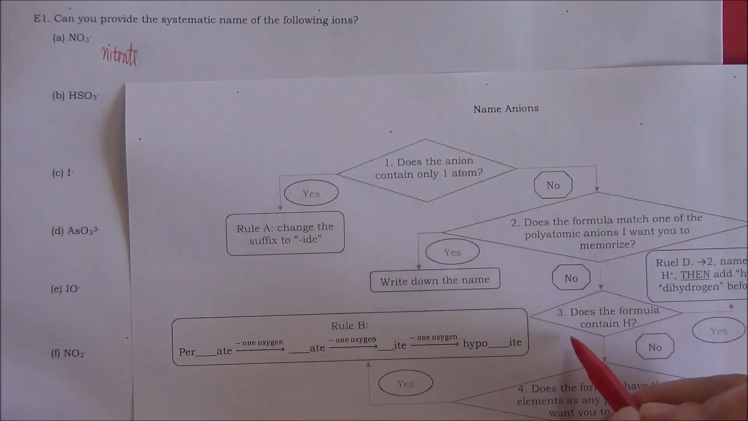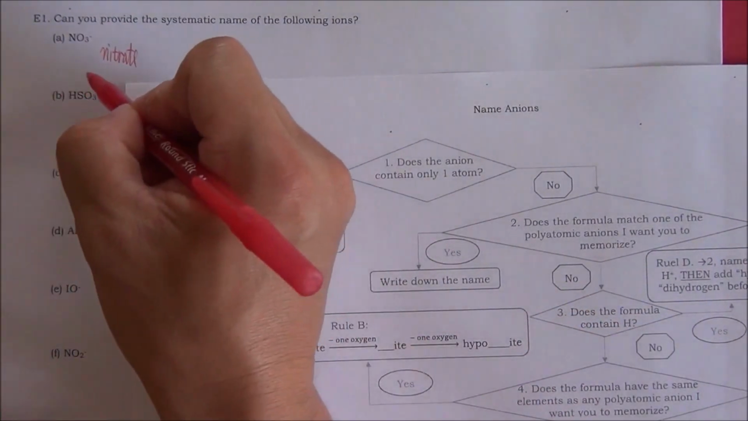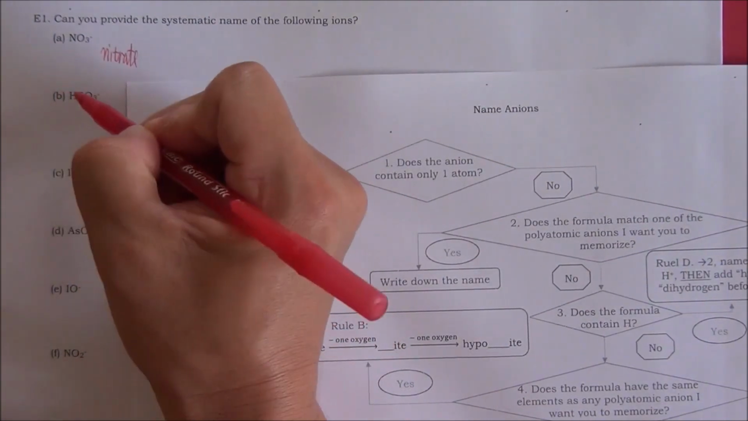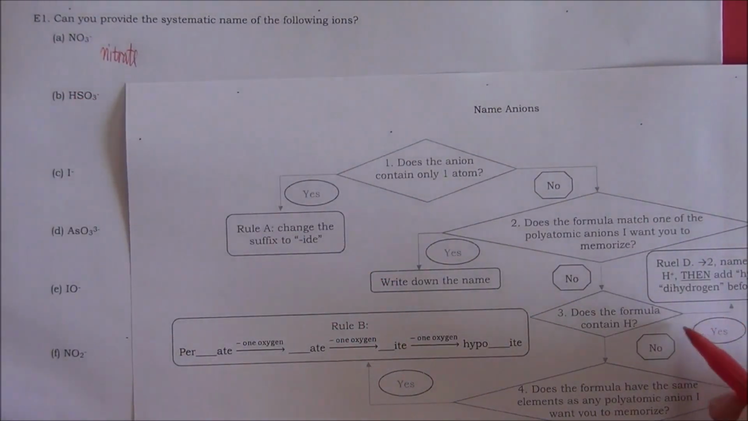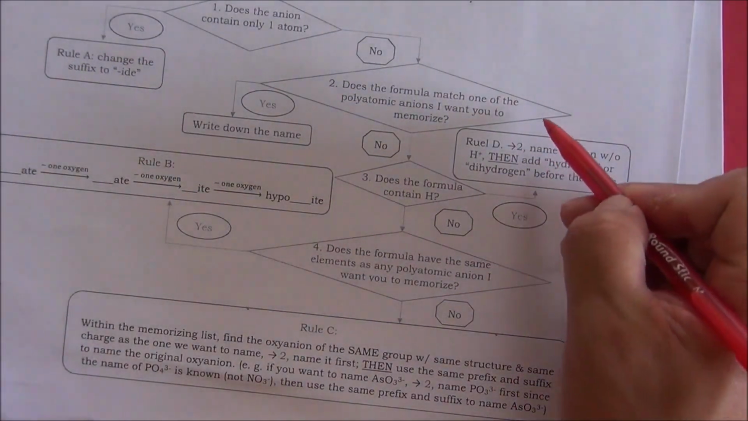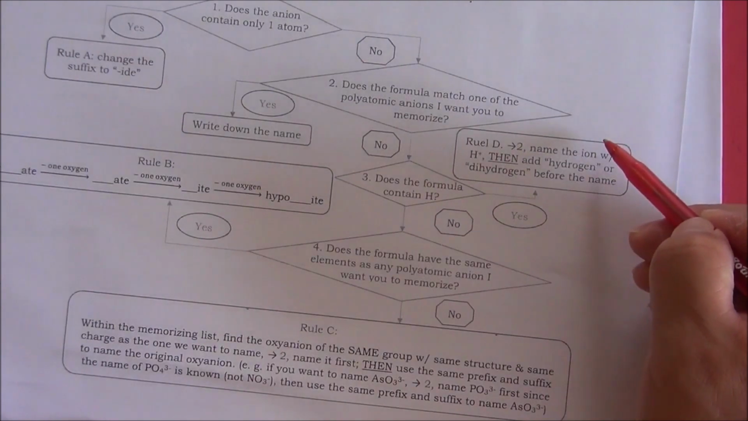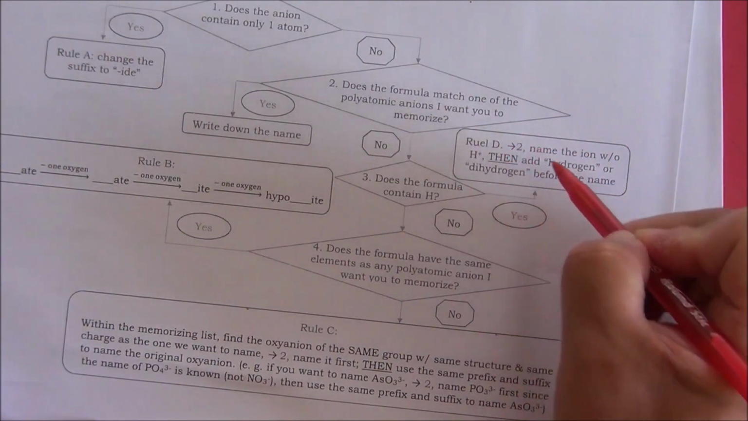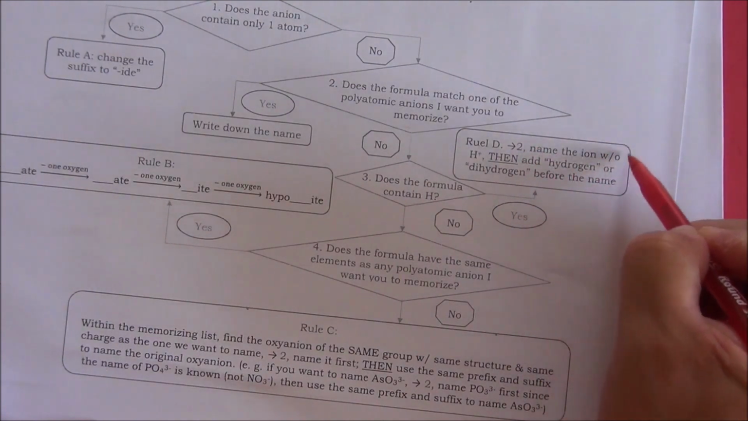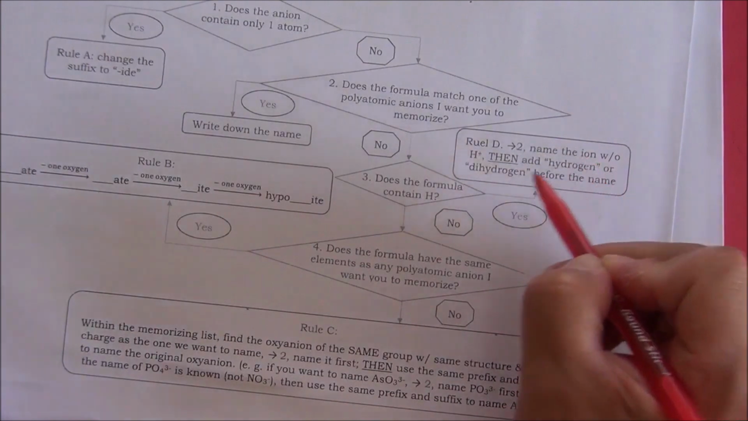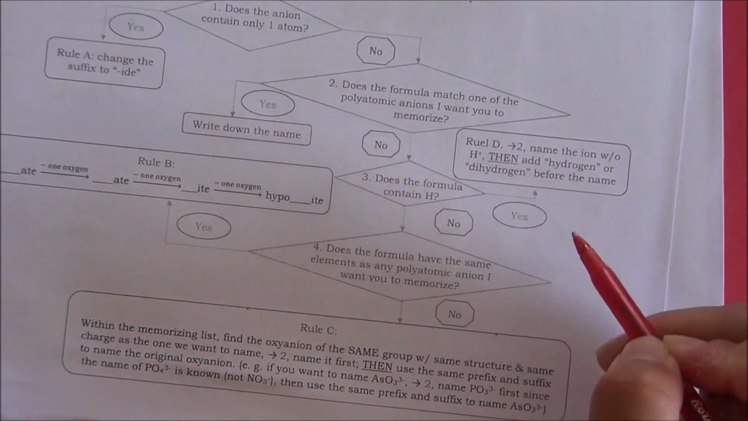Does the formula contain H? From this formula, we can see that it does contain one H atom. The answer is yes to question number 3. Then we need to go to this box to get the answer for this problem. Let's read this box. Go to step 2. Name the ion without H+. Then add hydrogen or dihydrogen before the name.